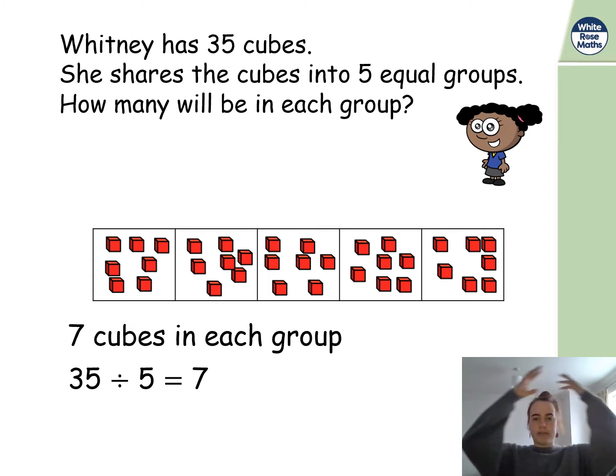So 35, that's how many cubes we started off with. 35 cubes shared out into 5 groups. It gives us 7 in each group. So remember, that first number in a division number sentence tells us how many things we are sharing out, and that will always be the biggest number.